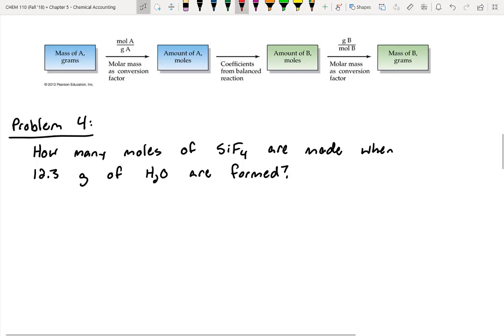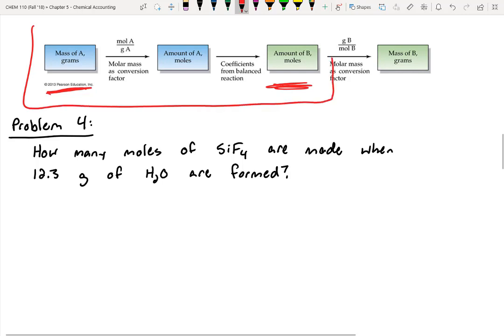If we look at our roadmap, it looks like we're given the mass of some compound A, and we're trying to find the moles of some unrelated compound. So for our roadmap, we're doing the steps in that red box, but we're not doing the last step, right? We don't need to figure out the grams of silicon tetrafluoride. They just want the moles of silicon tetrafluoride for this problem.